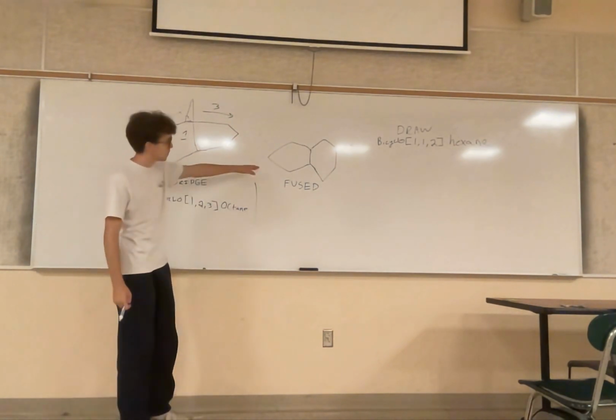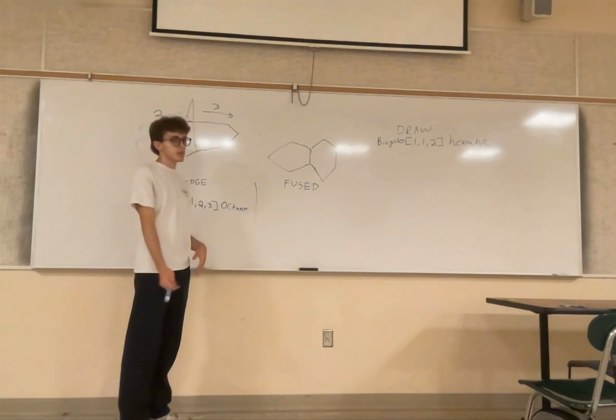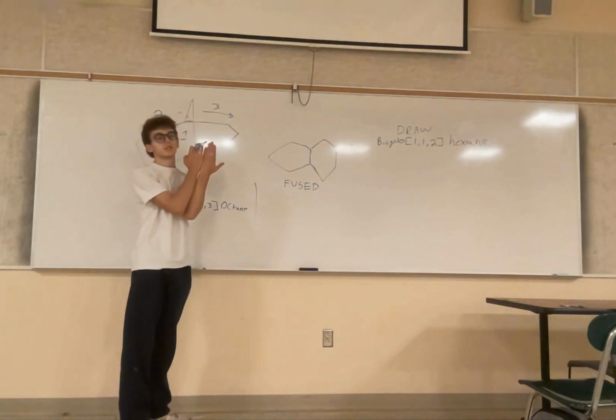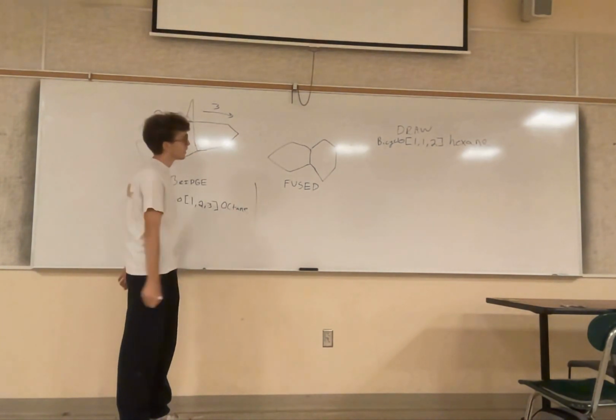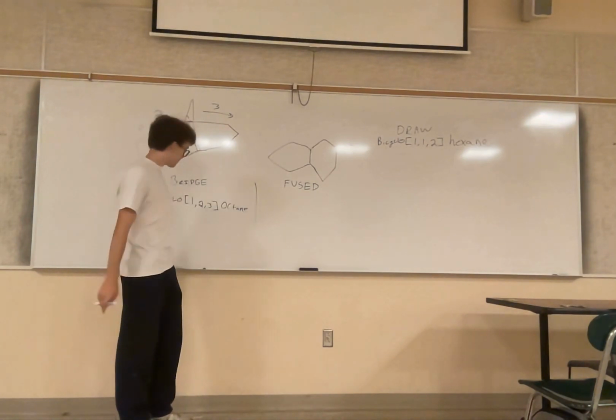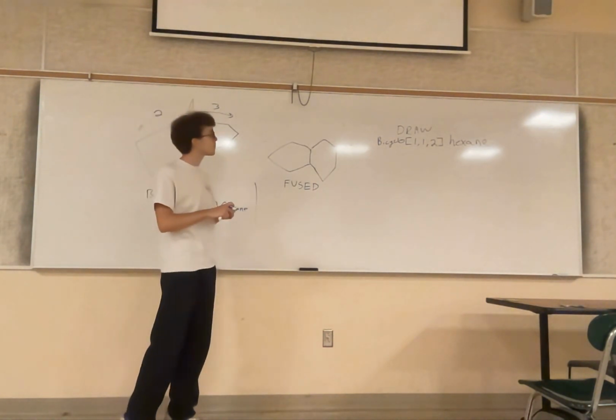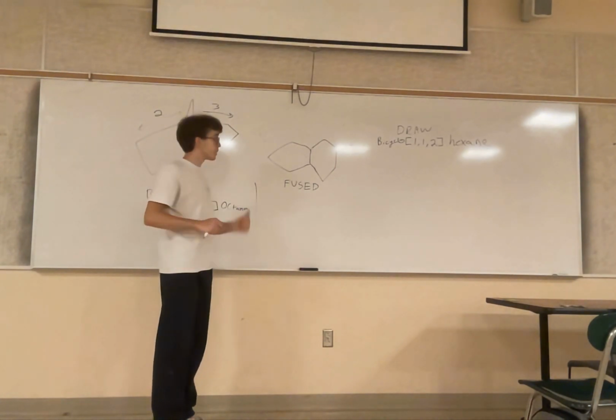Now let's move on to fused. Fused are different than bridged because there's no bridge connecting them. They're fused together, they're adjacent, they're butted up against each other. So I have an example here for you. Try this one on your own if you can. Okay, there is a trick in this one.